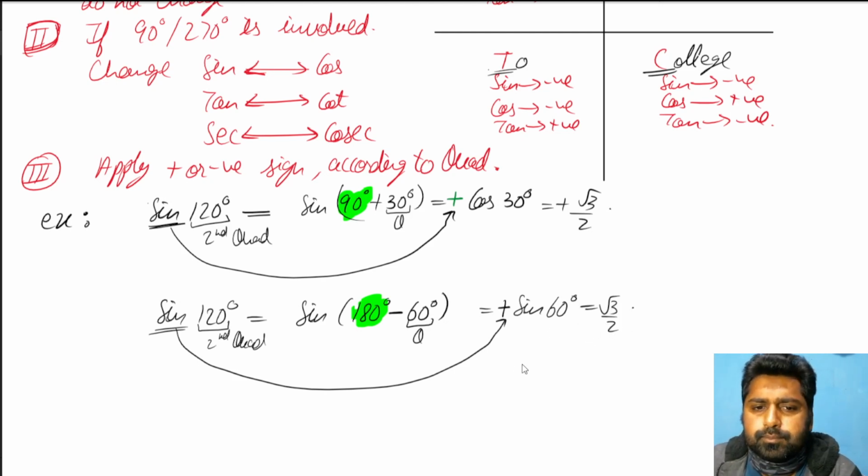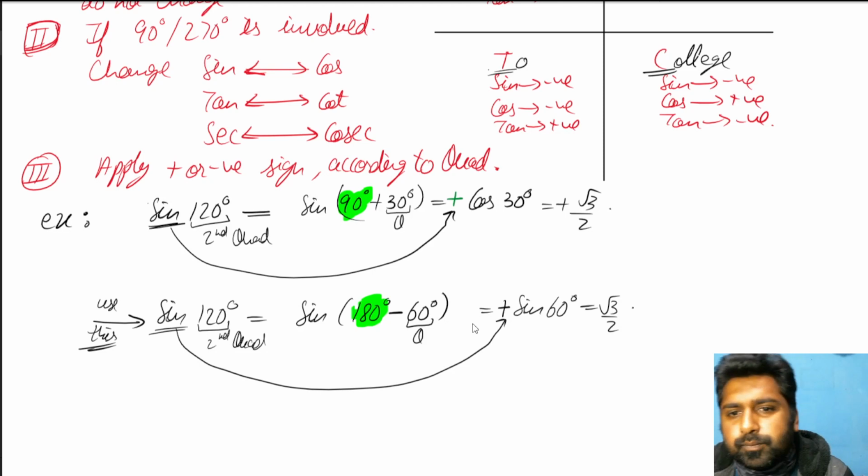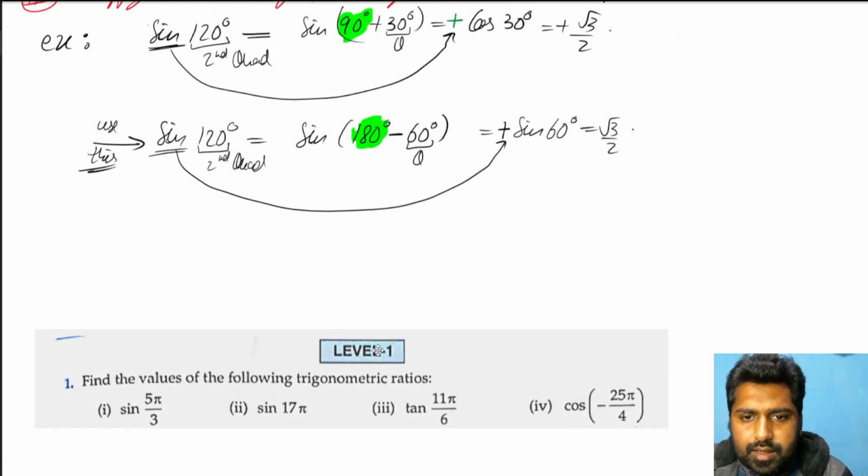Okay. So I will recommend that you use this, because the good thing is that you don't have to change. Sine will become only sine. You don't have to change. All you have to do is judge which quadrant we are talking about, and whether in that particular quadrant sine, cos, tan, whichever is asked, is positive or negative. Okay. So I hope this is clear. Now let's take few more examples to help you understand this.